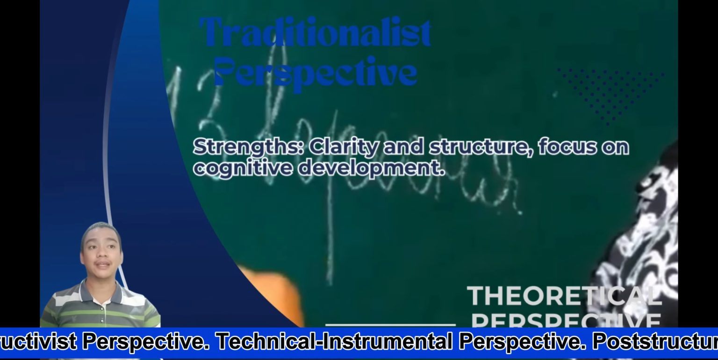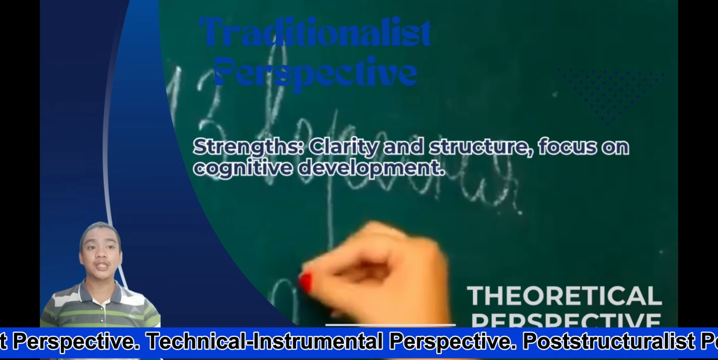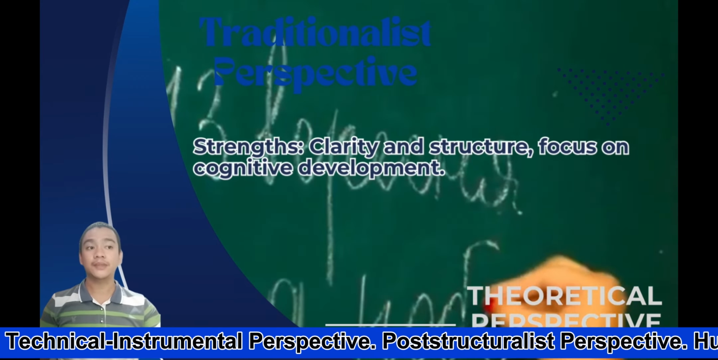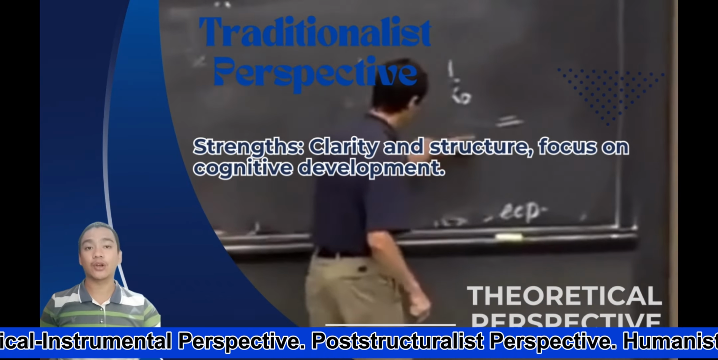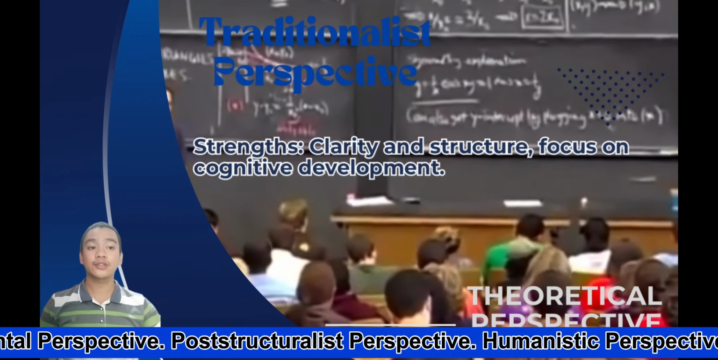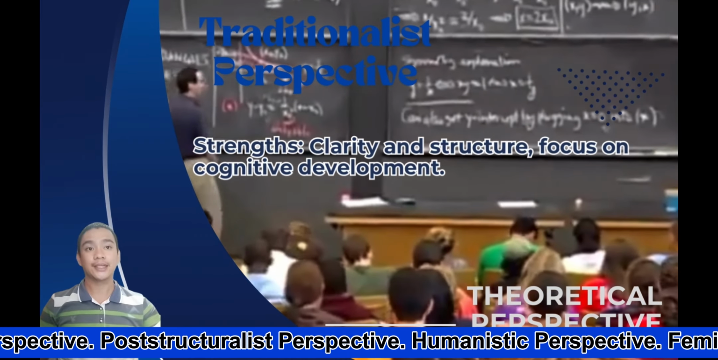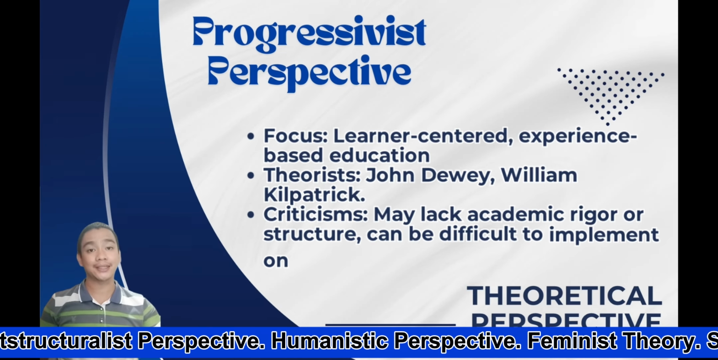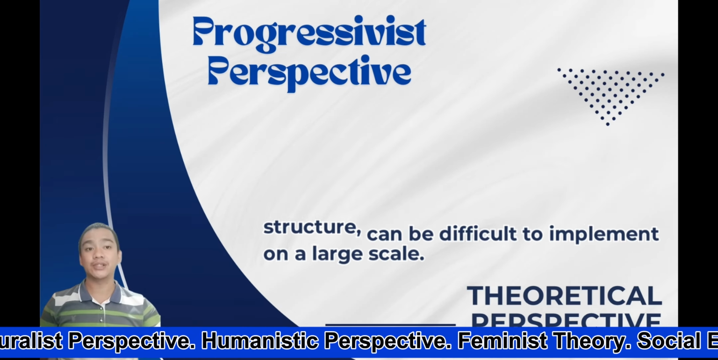This perspective emphasizes the transmission of established canonical knowledge from teacher to student. The curriculum is viewed as a body of content or disciplines such as mathematics, science, and literature that all students need to learn. Second is the progressivist perspective, which focuses on learner-centered and experience-based education.